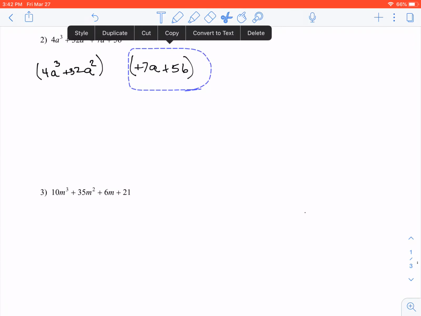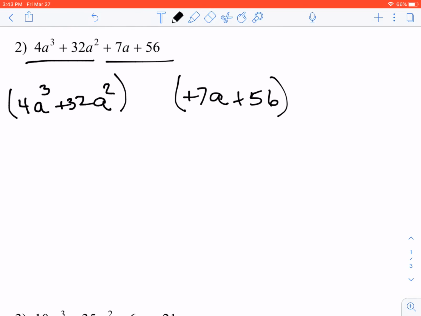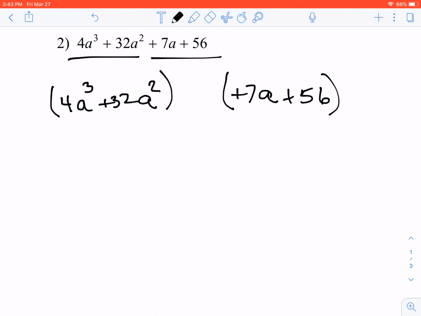Okay, so now I look at my two different groups I made by putting my parentheses around this piece and this piece, and I'm going to factor a GCF out of both. And remember, if I do it correctly, the piece that's left in the parentheses is going to be the same for both of these. So what is my greatest common factor in the first group? Well, you can see that 4 is part of my GCF, and I can also take out an a squared. So what does that leave me with inside? It leaves me with a plus 8.